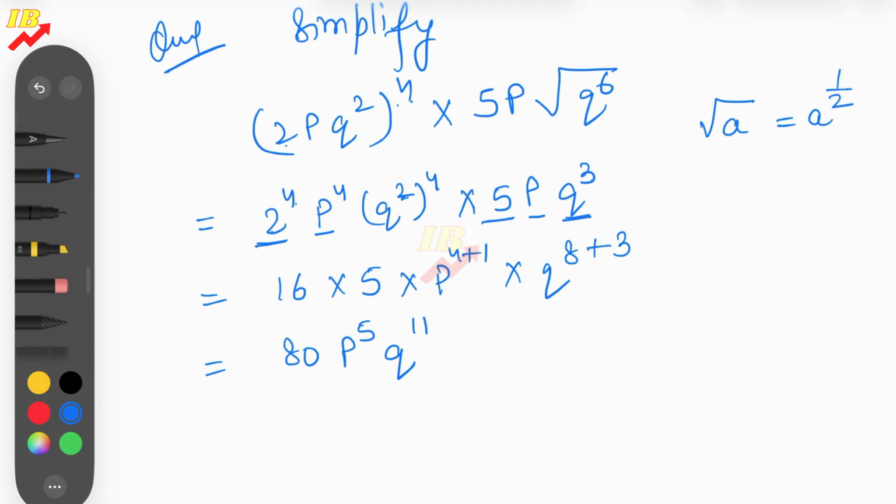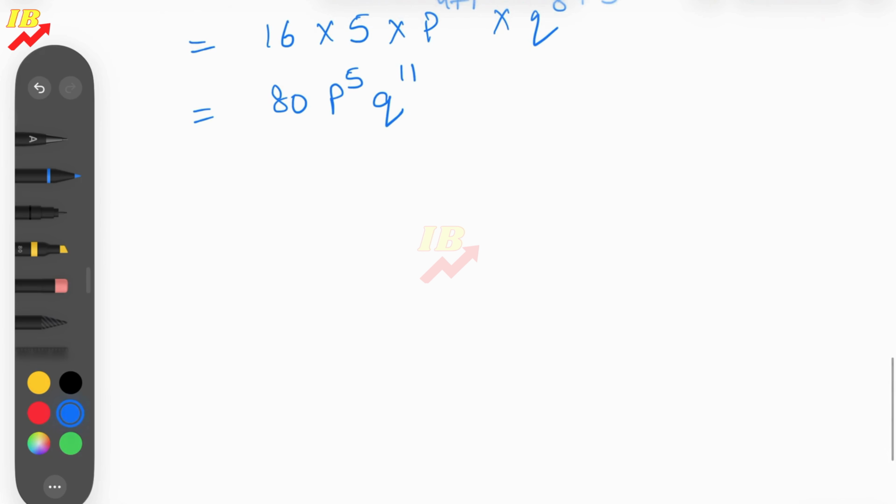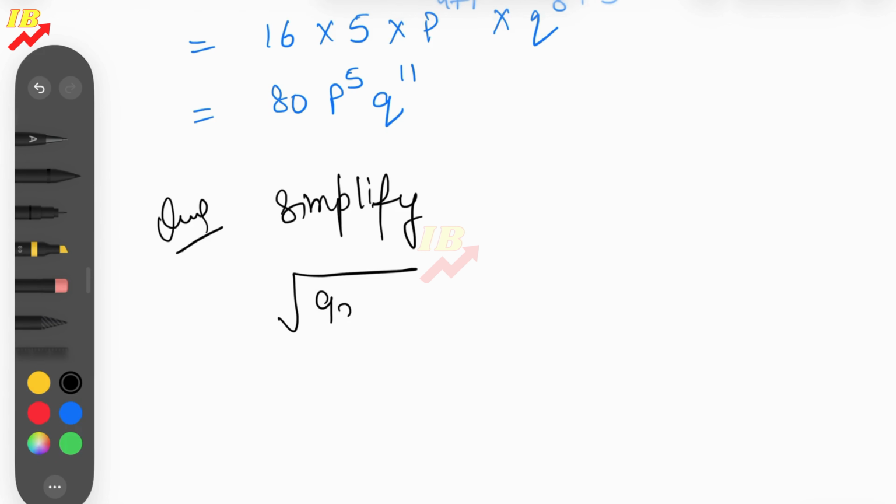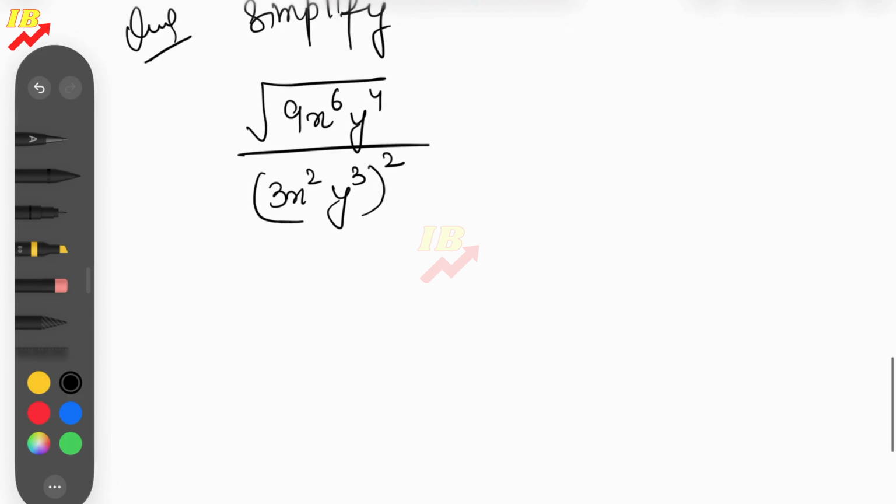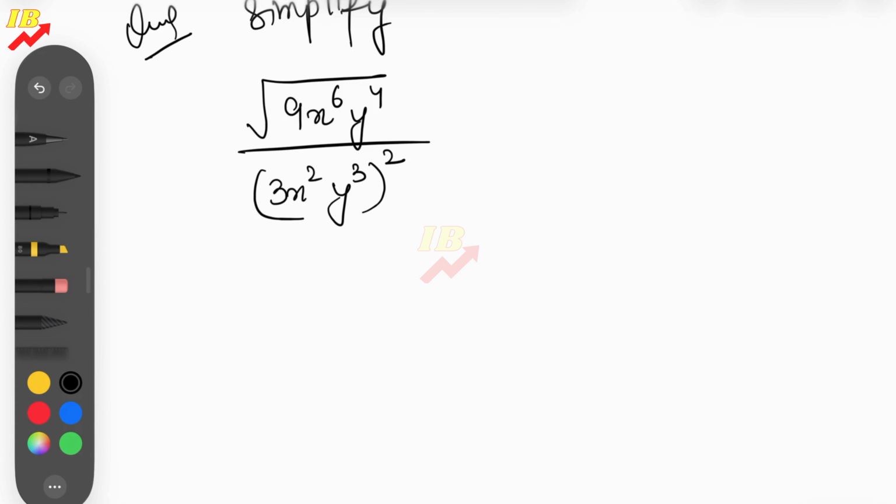Isn't that easy? You just need to understand what we are doing. Simplification questions are not going to be very difficult. These are very easy, but you need to open them properly. Again, a simplification question: square root of 9x to the power 6 y to the power 4 over 3x square y to the power 3, whole power 2. Again, that's the same style of question. It is just for your understanding. So let's just separate this.